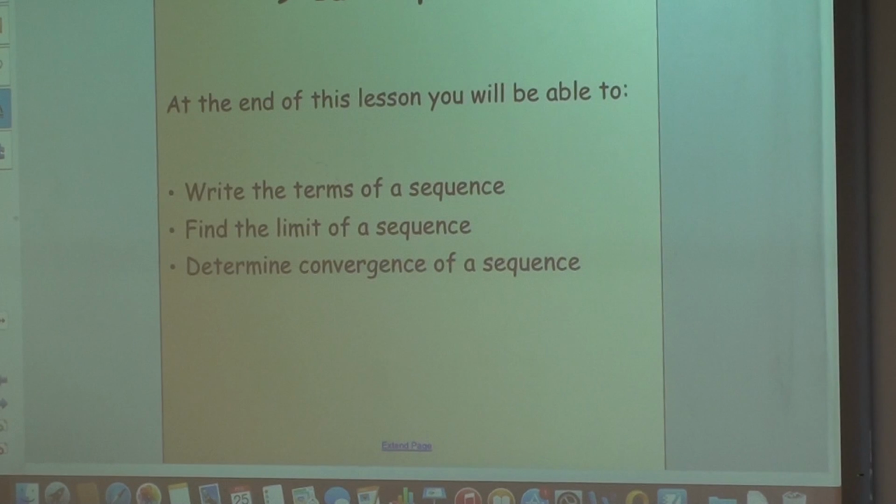So at the end of this lesson, you will be able to write the terms of a sequence, find the limit of a sequence, and determine if a sequence converges or diverges. Those are the words of the chapter. In a nutshell, this chapter is about convergence. Right? Series convergence. But today we're talking about sequence convergence.